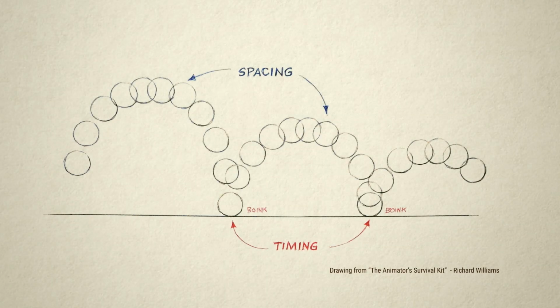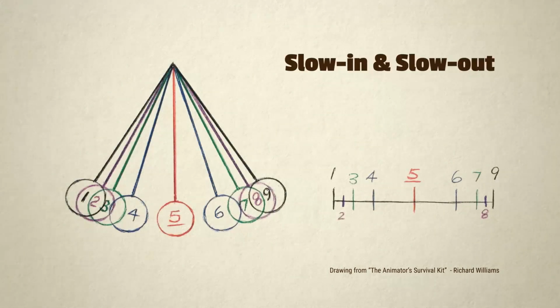Timing should not be confused with spacing, though they are related. Timing is the total number of frames that make up an action. Spacing refers to the amount of change between those frames, which also affects the speed of the object. See the video on the principle slow in and slow out to learn more about spacing and easing motion.